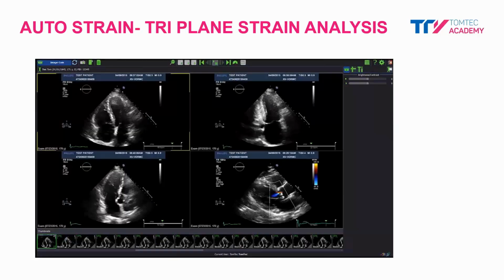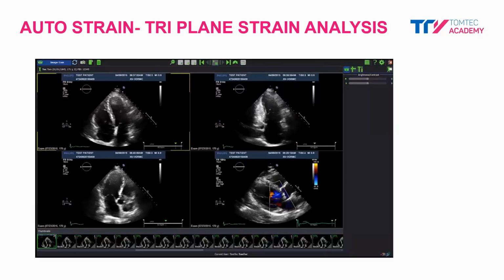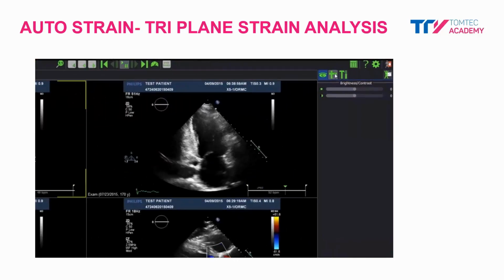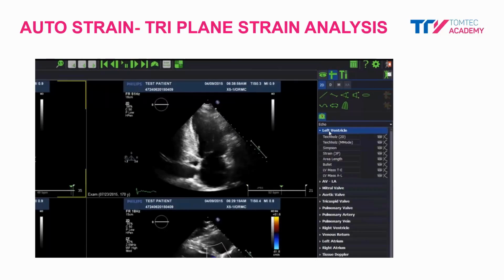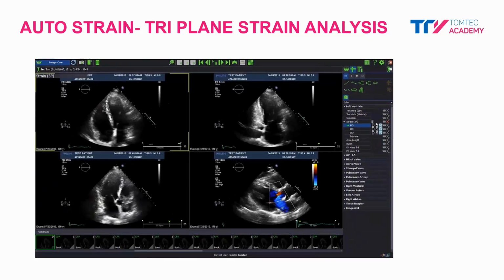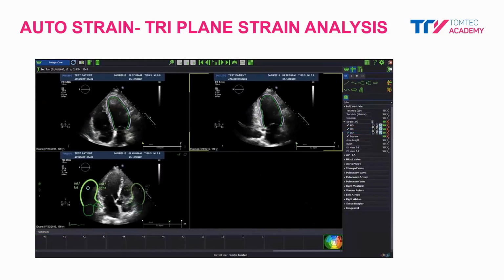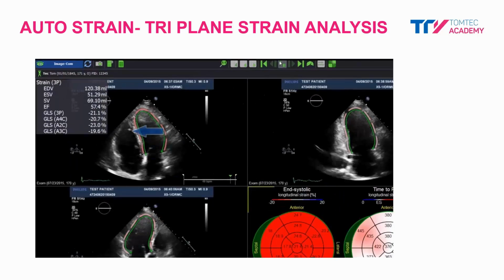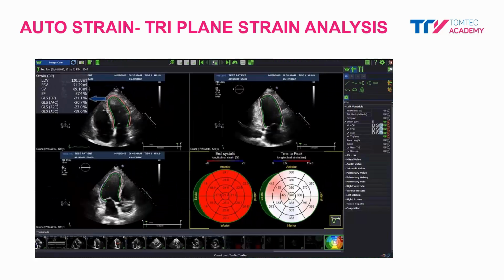Next, with AutoStrain, our triplane strain analysis solution allows a user to once again return to the measurement package in the upper right-hand corner, selecting the left ventricle option, and this time selecting the strain 3-plane option. Like AutoLV, we select the automatic detection feature and perform a left click in the apical 4, the apical 2, and last the apical 3 chamber view. Now we can visualize the tracking and also the data in the upper left-hand corner that does include a global longitudinal strain.